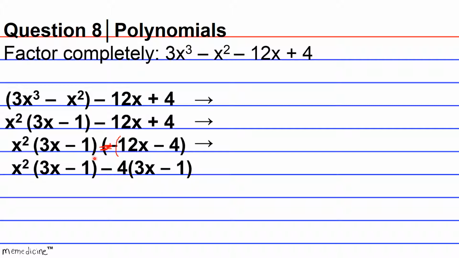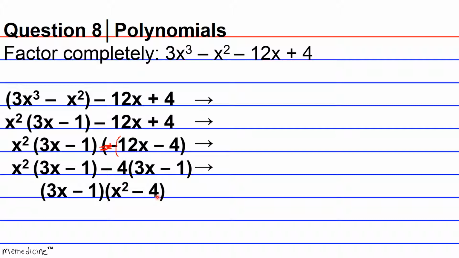Notice here that we have a binomial, and we can do another step of factoring out. We see that the 2 terms are separated by the minus sign, and in the first term we have 3x minus 1, and that is also common to the second term, so we can go ahead and factor that out, and then we're left with x squared minus 4. Okay, catch your breath. I know this is a little daunting.